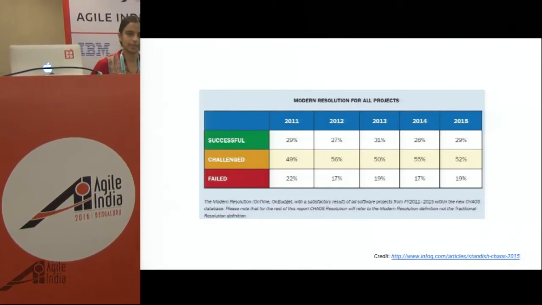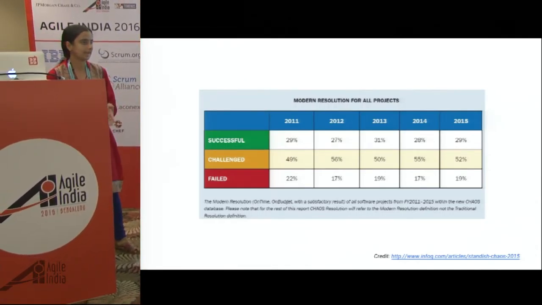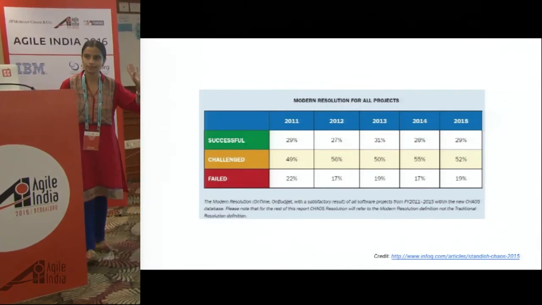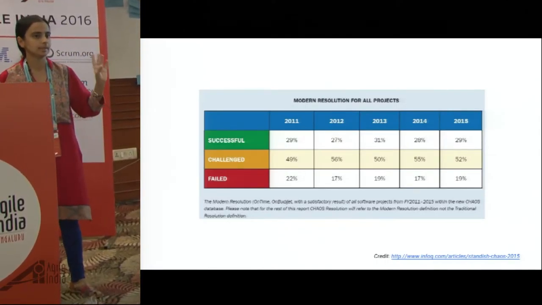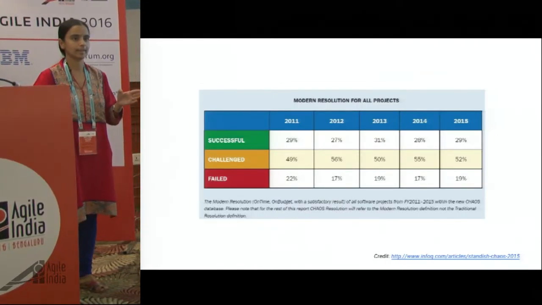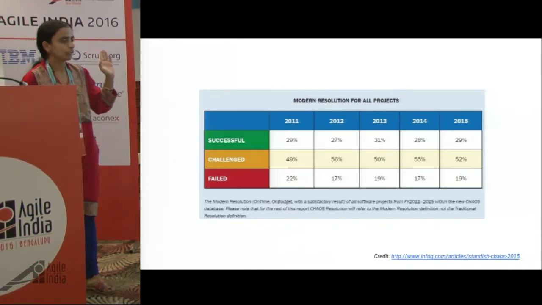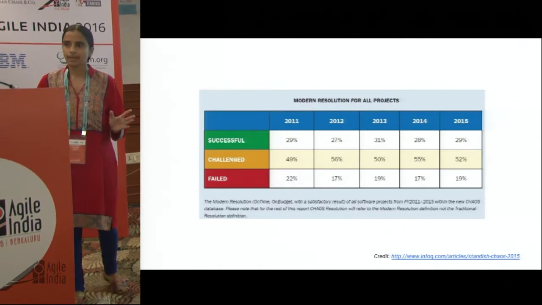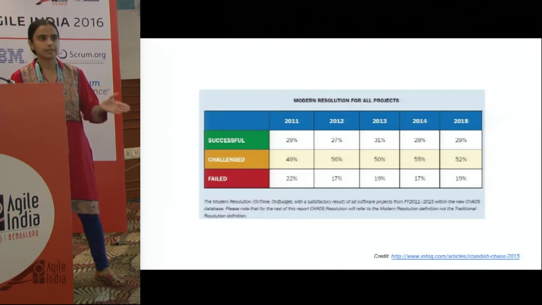So why do we need something like that? Let's look at some data. This is a standard Chaos Report. I'm sorry that it's not very clear. The Standish company publishes the outcome of software projects. And you can see for the last 5 years, only 30% of the projects have been successful, and others are either in the challenged state or the failed state.